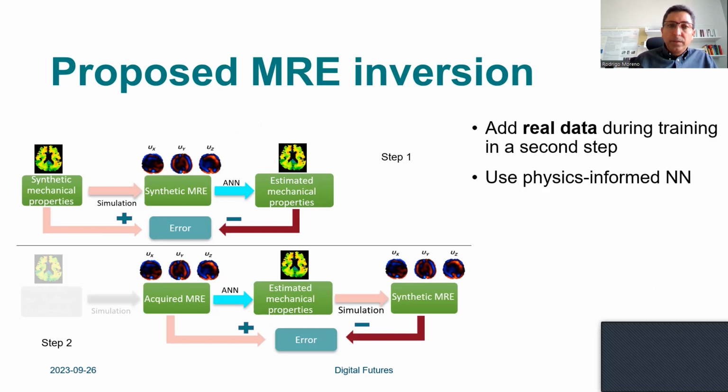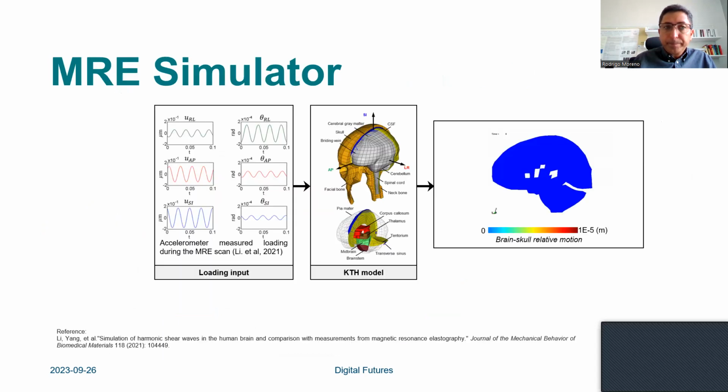Another thing is that they didn't use real data. So we wanted to add this real data, and we wanted to use physics-informed neural networks, which is a new method where you include the equations from physics, in this case the wave propagation equations, in the loss functions, so then you can get better estimations of properties. But for that, we need good MRE simulators.